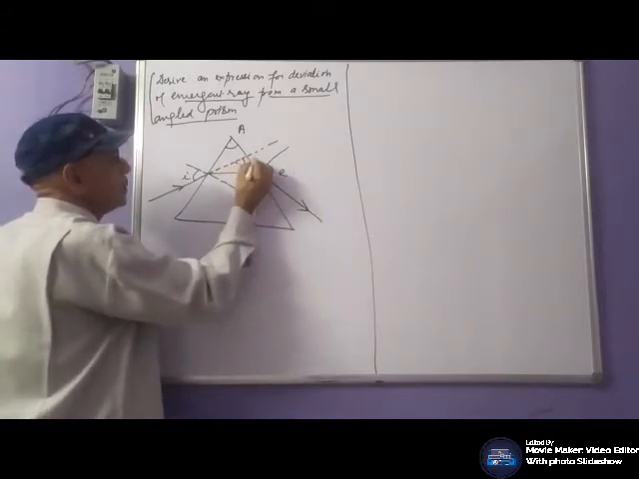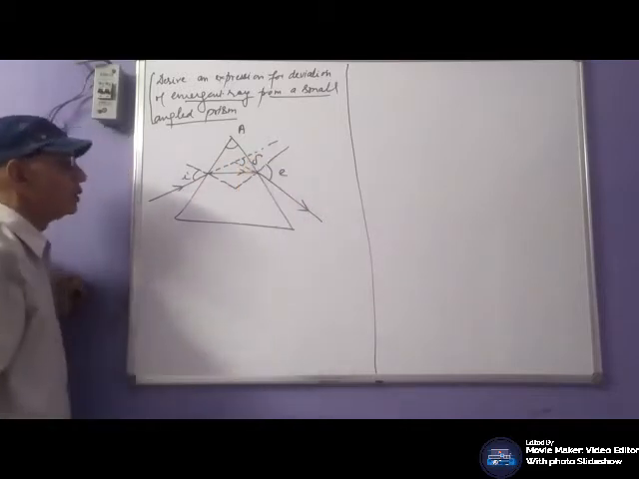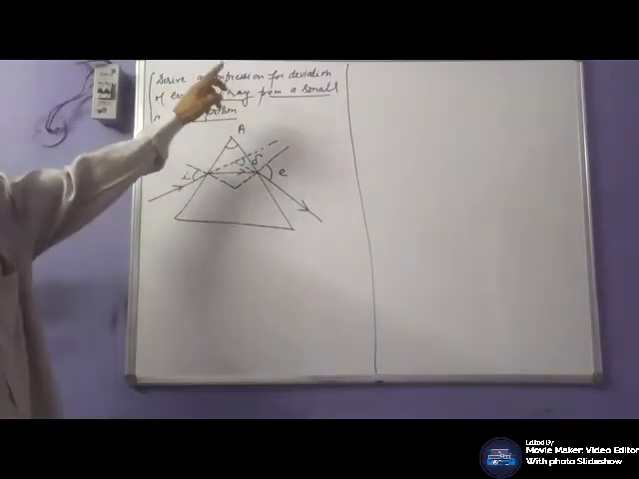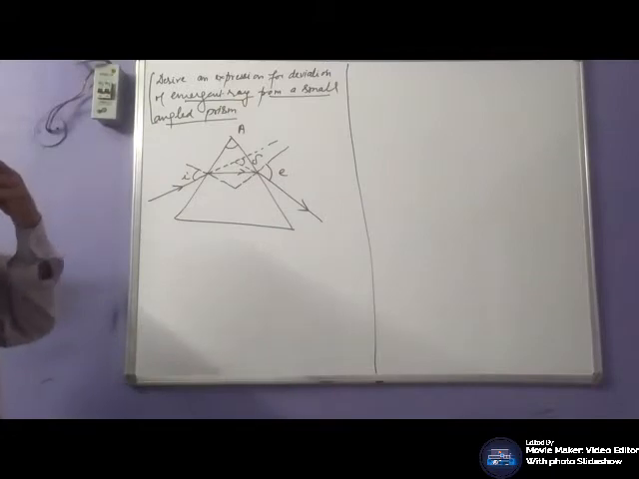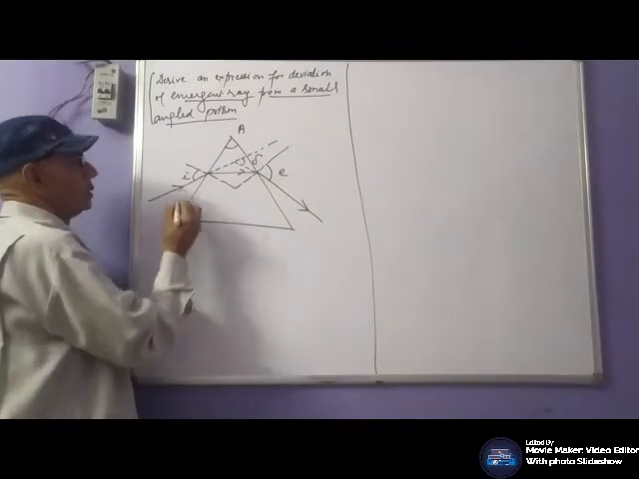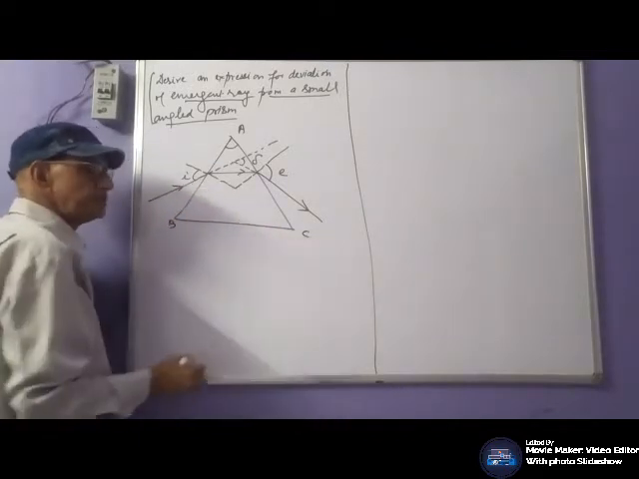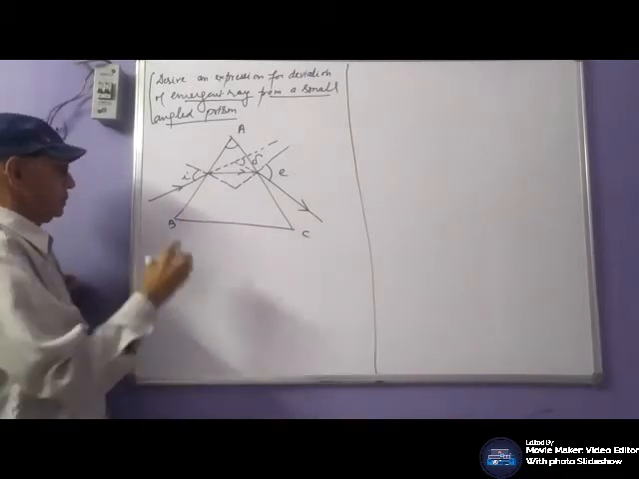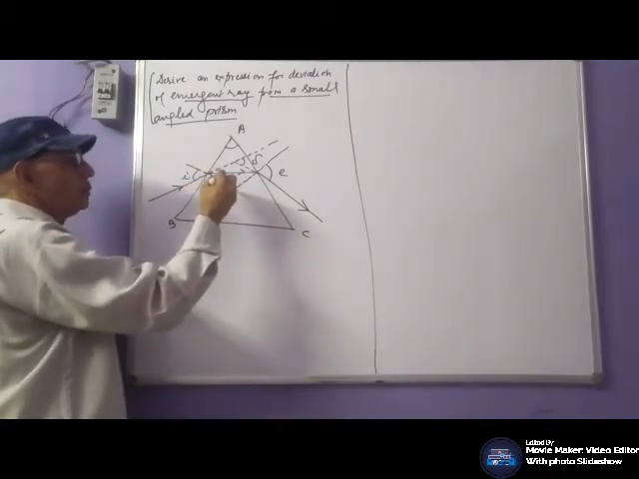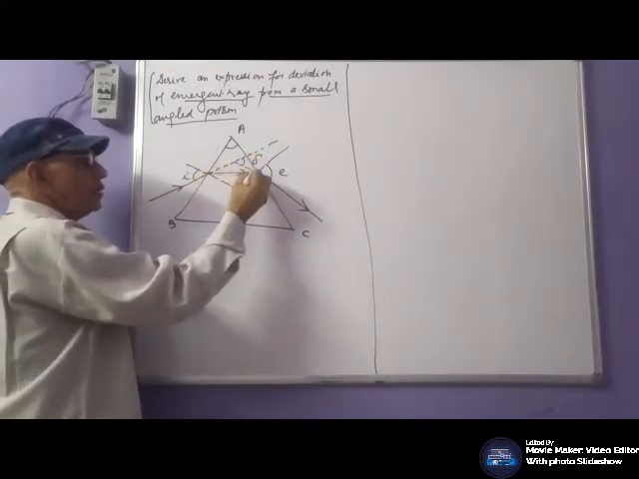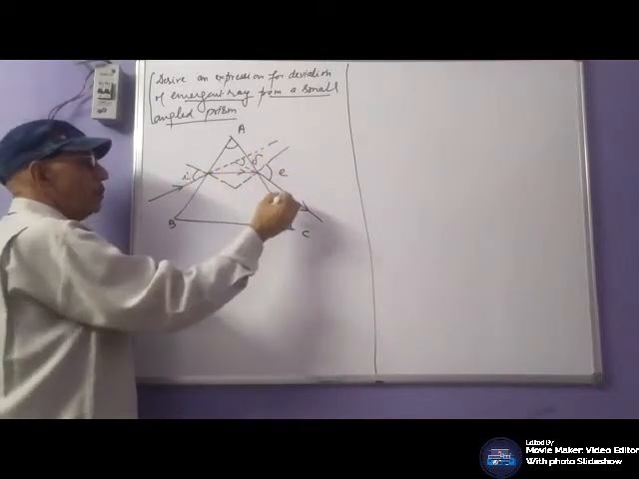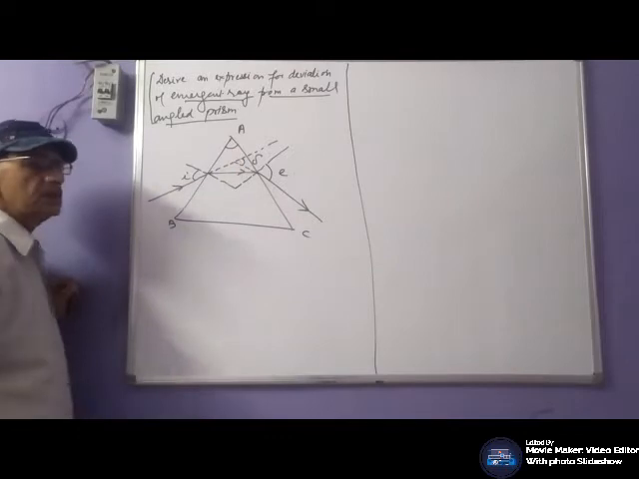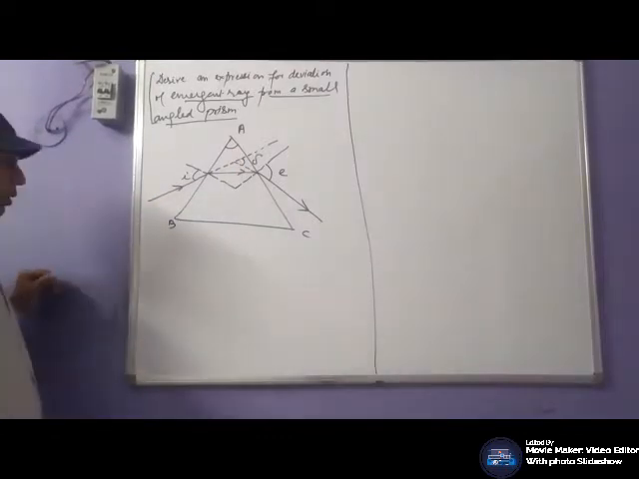This angle delta we have to find out. Derive expression for deviation of emergent ray from a small angled prism. This is a prism. These are the rays: incident ray, normal, bend towards, away, denser to rare. This was the actual path. This was path of emergent ray. This is delta, which we have to find out.